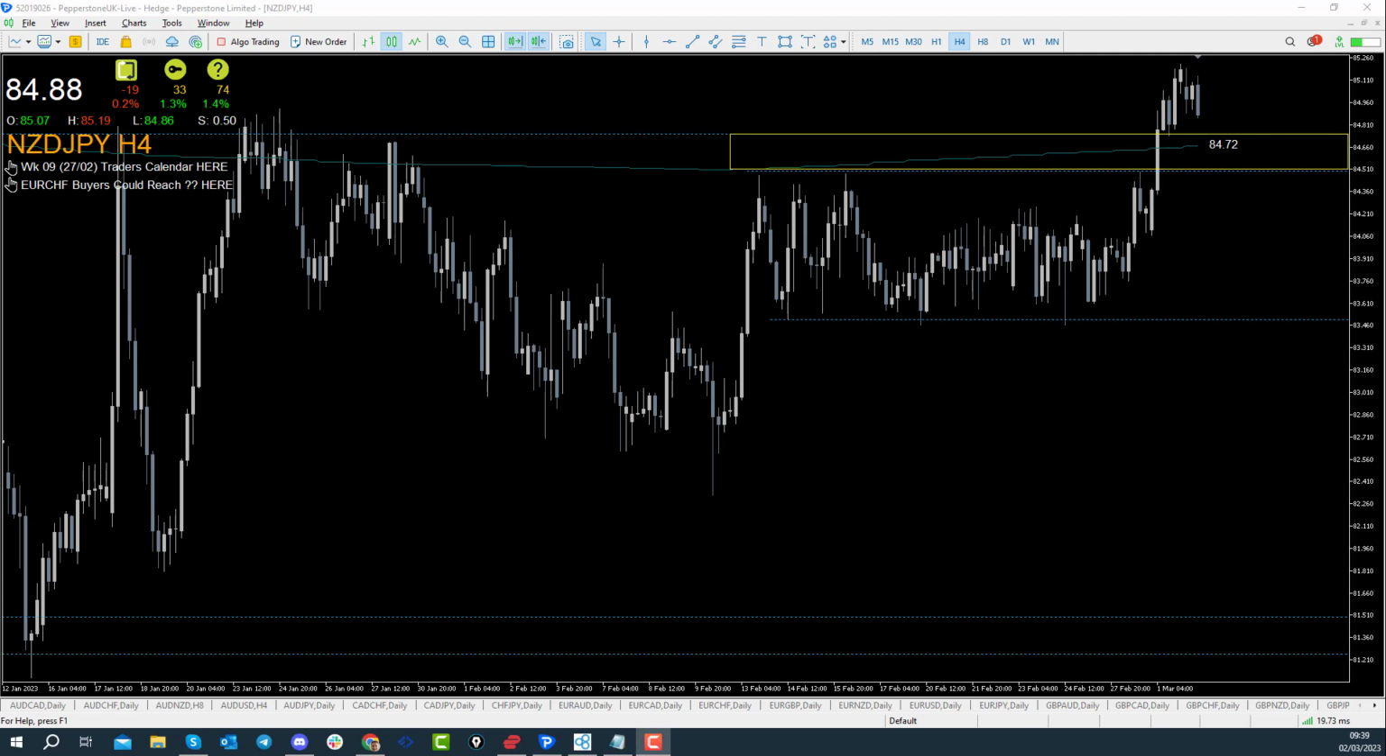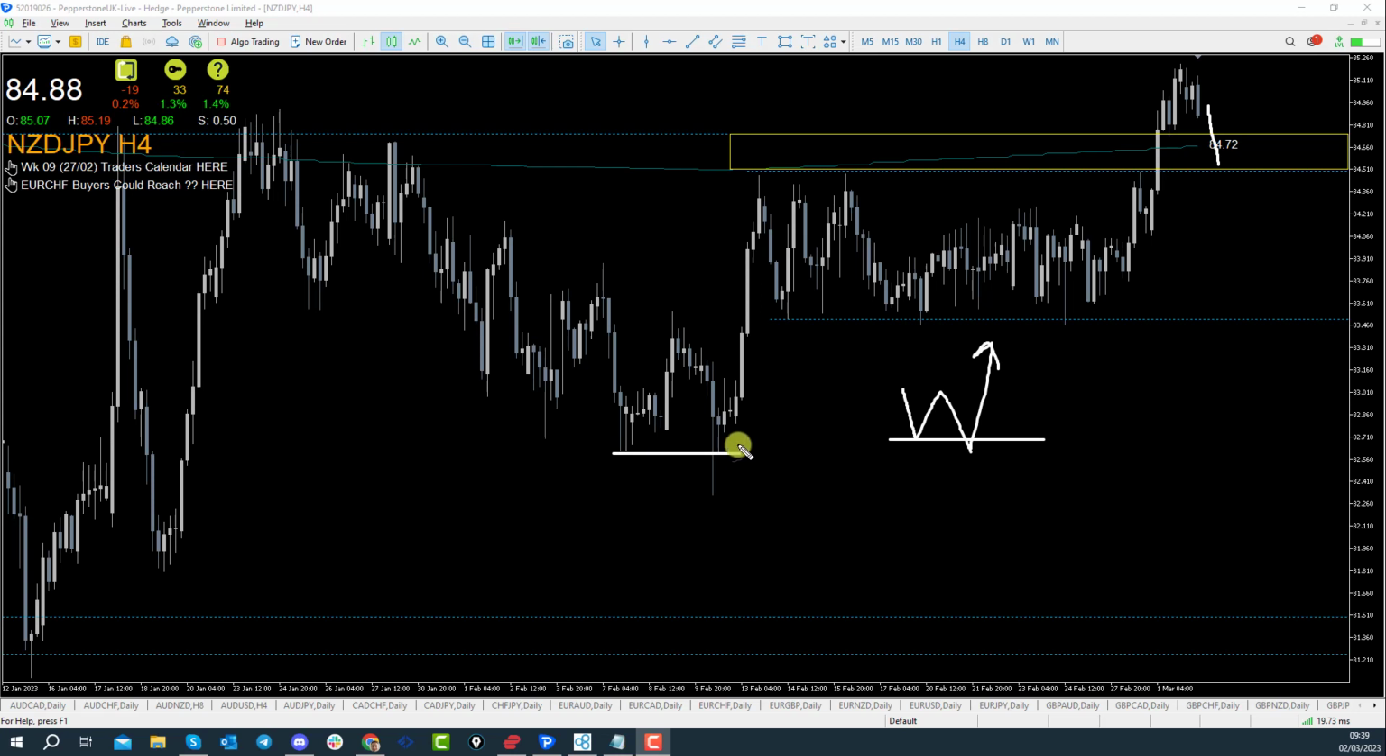Now what you're going to be looking for is, if price does come back into this area, you're going to be looking for bullish patterns. And what I mean by that is you're going to be looking for your double bottom pattern, which is basically an equal low to the previous low, where you can look for opportunities higher.